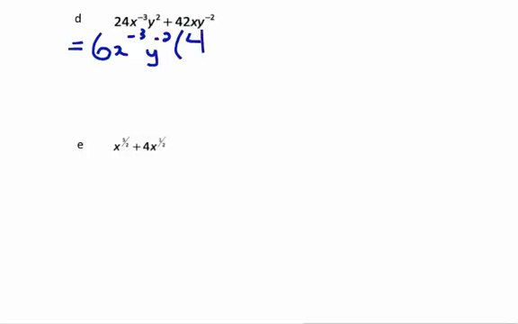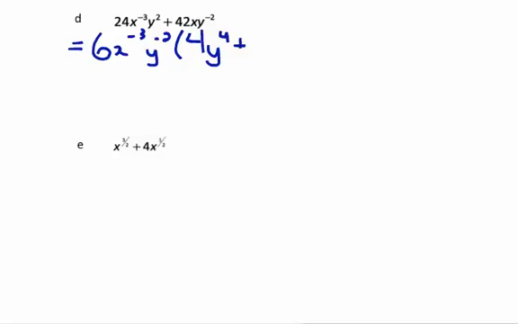24 divided by 6 gives us 4. Our x to the minus 3 that we took out cancels our x to the minus 3 that was given. Exponent on the y squared, we took out y to the minus 2. 2 subtract negative 2 will give us 4y to the 4th.